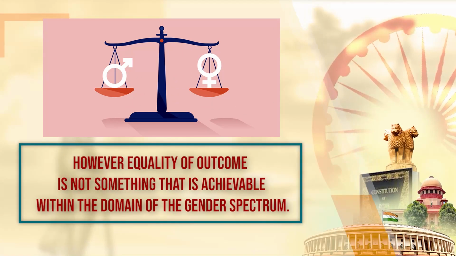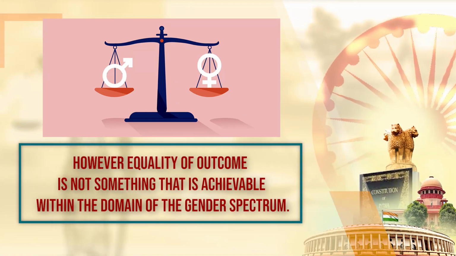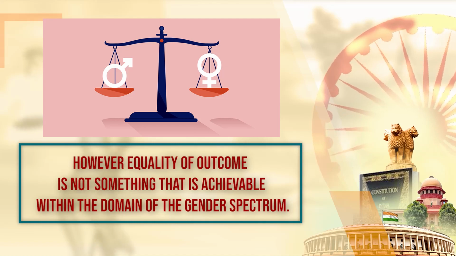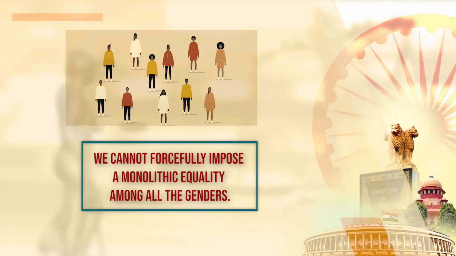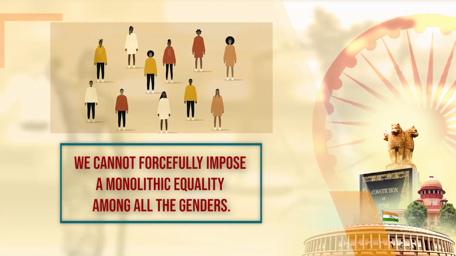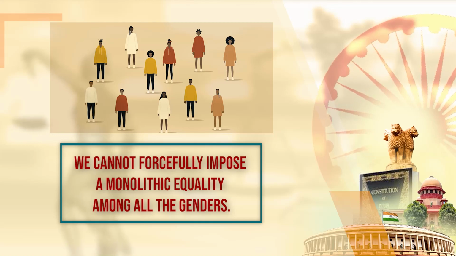However, equality of outcome is not something that is achievable within the domain of the gender spectrum. This is because there are variations among the various genders, and we cannot forcefully impose a monolithic equality among all the genders. However, what we can ensure is equality of opportunity among all genders so that each and every child, each and every person of every gender may have access to the same kinds of opportunities.